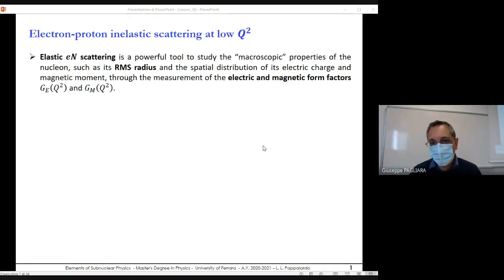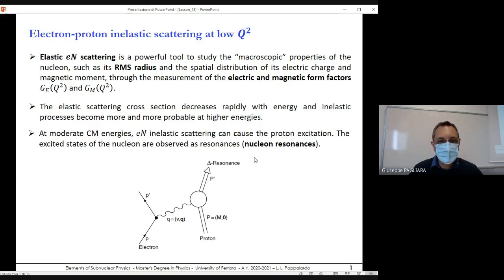So let's now continue this journey by increasing energy, moving from elastic to inelastic and deep inelastic regimes. Still a few words about the elastic regime. Elastic electron-nucleon scattering is a powerful tool to study the macroscopic properties of the nucleon, such as the charge radius, as we have seen yesterday, and the spatial distribution of the electric charge and of the magnetic moment through the electric and magnetic form factors. Now, as we also saw yesterday, the elastic scattering cross-section decreases quite rapidly with energy or transverse momentum, and inelastic processes become more and more probable at higher energies.